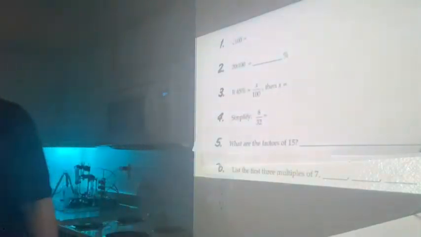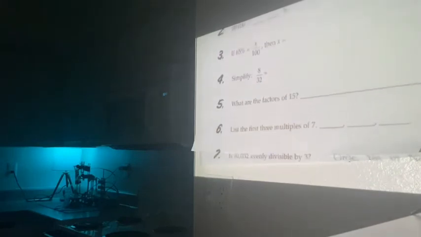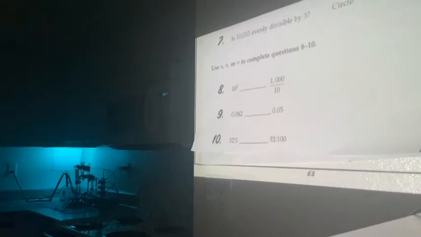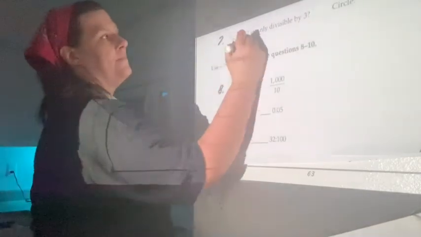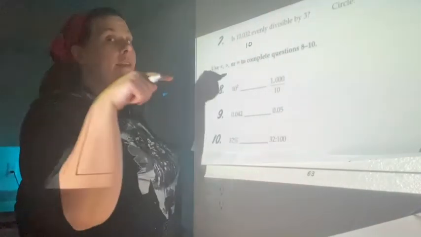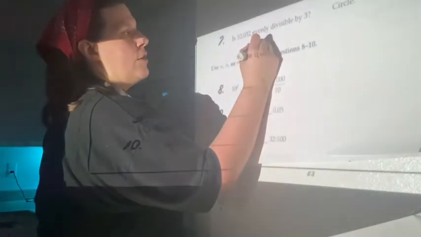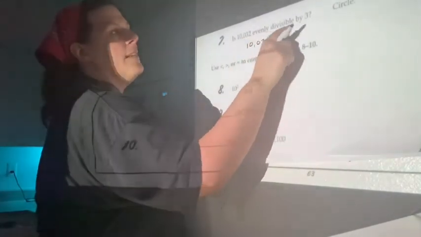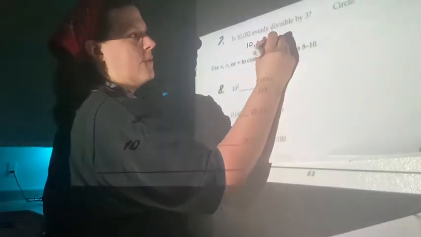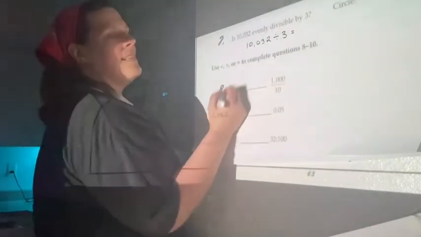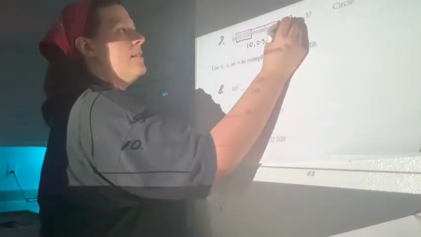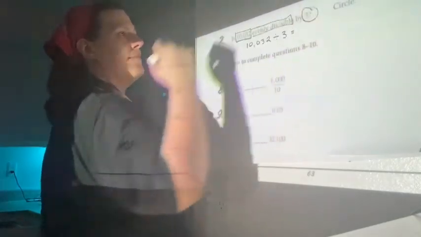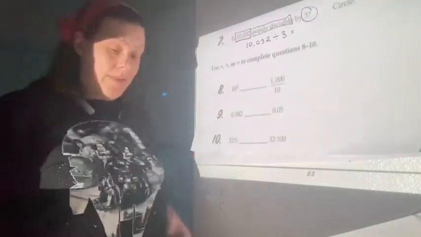Let's bring our problems down and keep going. All right, so 7 through 10. Let's finish this up. Is 10,032, as I read it, I'll write it, evenly divisible by 3, which means, is there a decimal? If we box the important information, is that number easily divisible by 3? This is an easy problem. Can't get much easier than this.